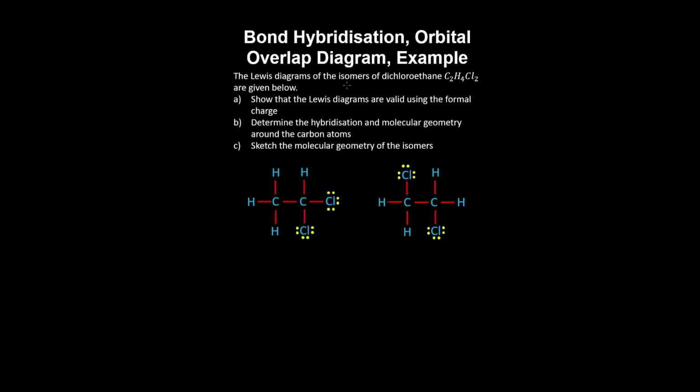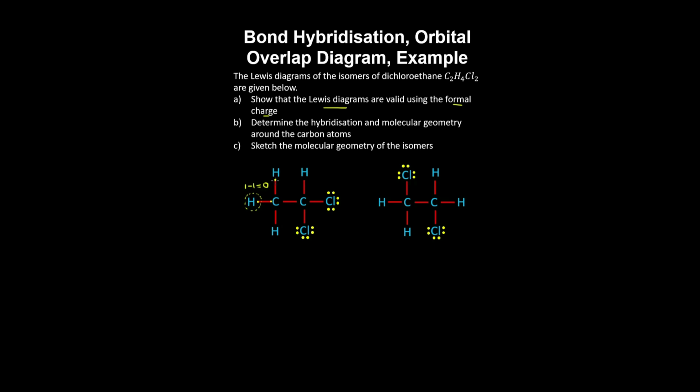The Lewis diagrams of the isomers for dichloroethane are given below. And we're first asked to show that the Lewis diagrams are valid using the formal charge. So we assume that the bonded electrons are shared equally between the atoms, and hydrogen has one valence electron minus one assigned electron, gives a formal charge of 0.